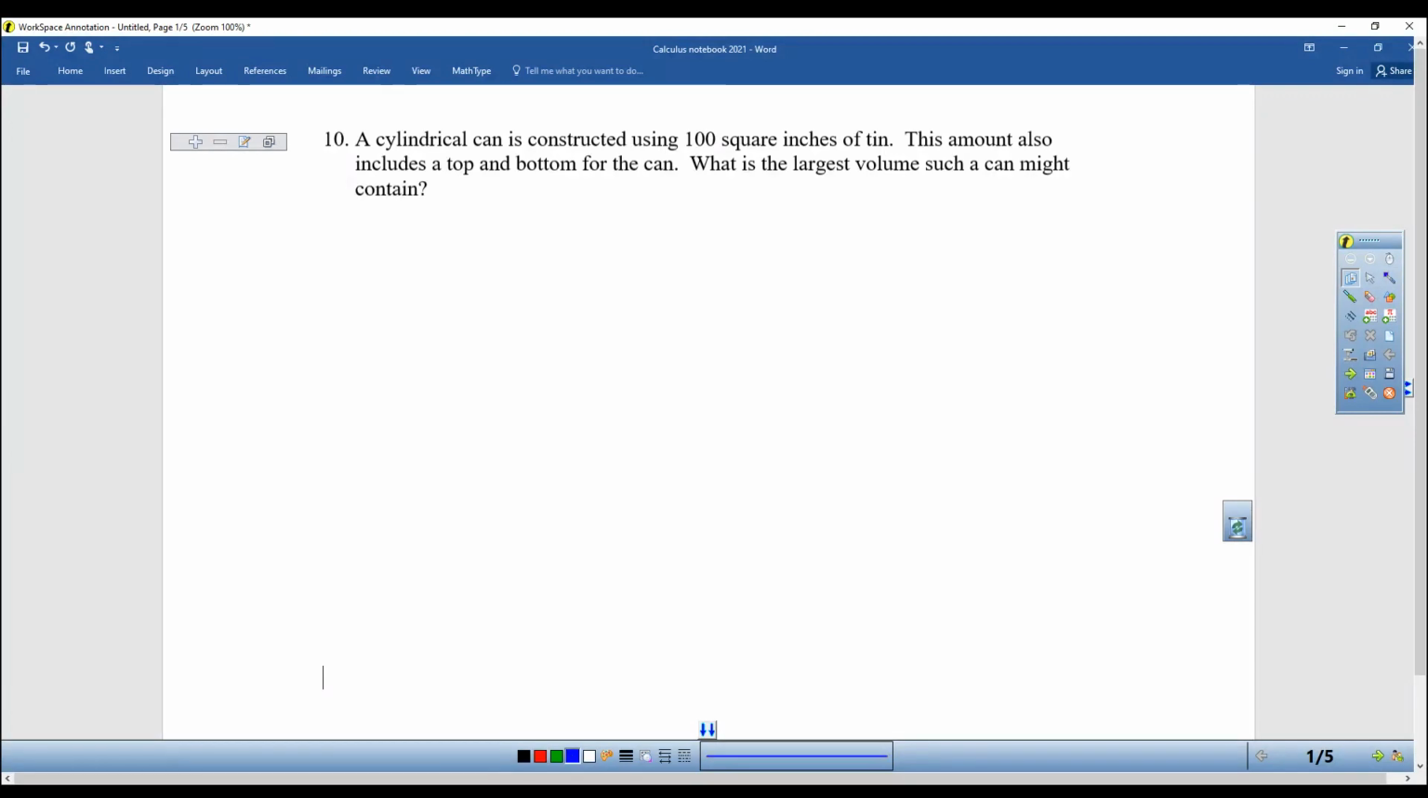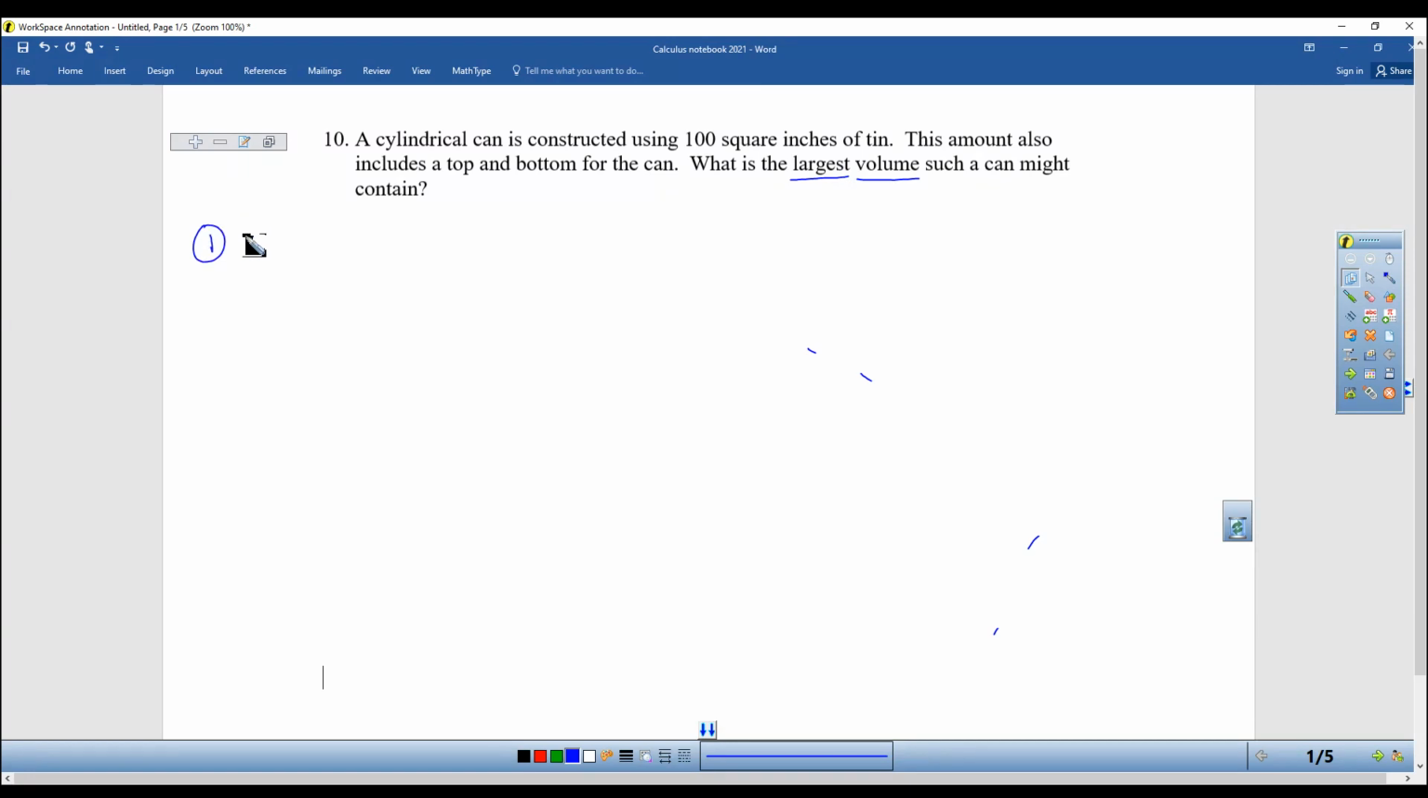We're starting with number 10. A cylindrical can is constructed using 100 square inches of tin. This amount also includes a top and a bottom for the can. What is the largest volume? I see it. There's what I'm trying to maximize or minimize.